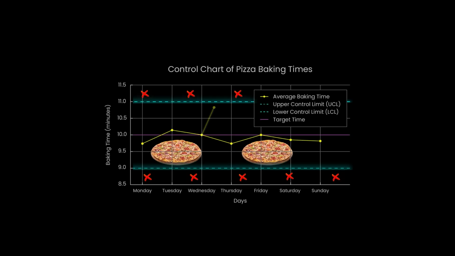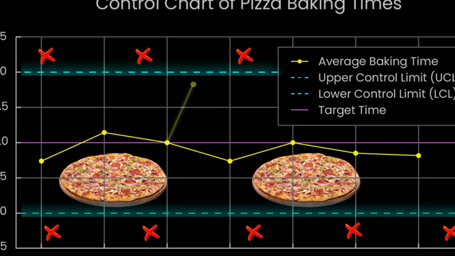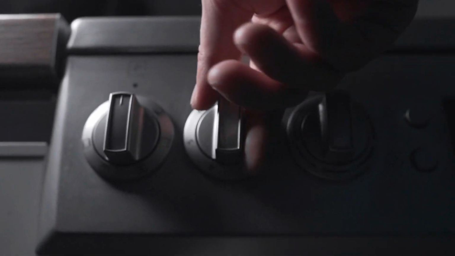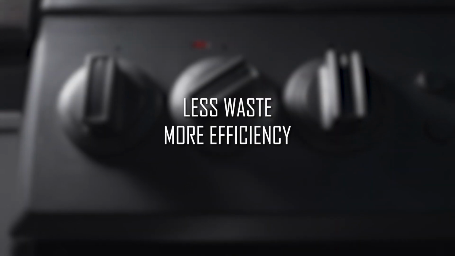4. Continuous improvement. Even when things look fine, charts help spot ways to improve. Your pizzas are within limits, but the chart shows random swings. You tweak oven settings to get even tighter control. Result: less waste, more efficiency.